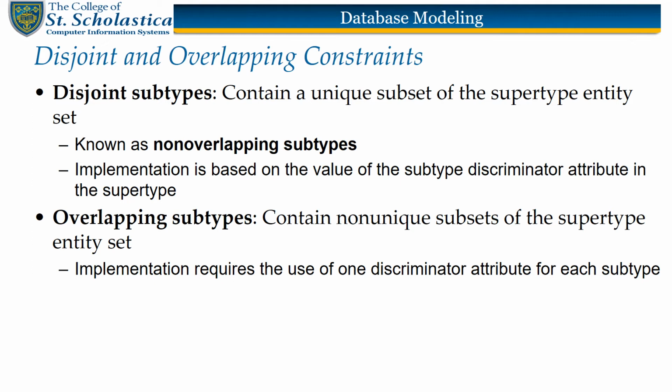On the other hand, if the business rule specifies that employees can have multiple classifications, the employee supertype may contain overlapping job classification subtypes. Overlapping subtypes are subtypes that contain non-unique subsets of the supertype entity set. That is, each entity instance of the supertype may appear in more than one subtype. The overlapping subtype implementation requires the use of one discriminator attribute for each subtype.